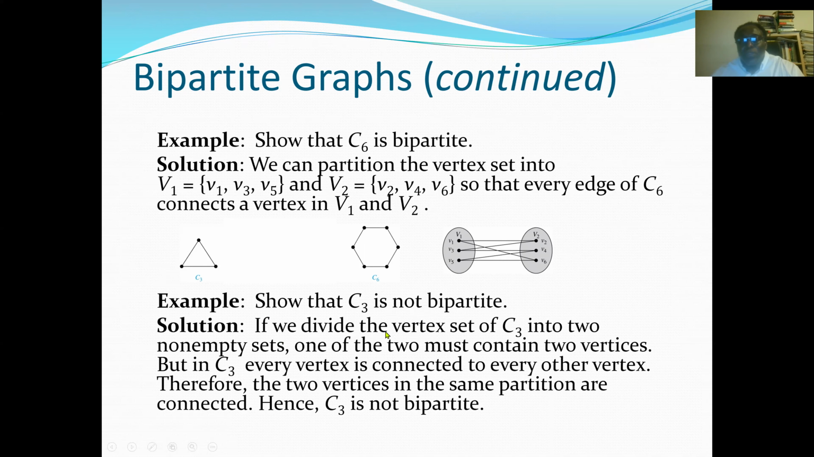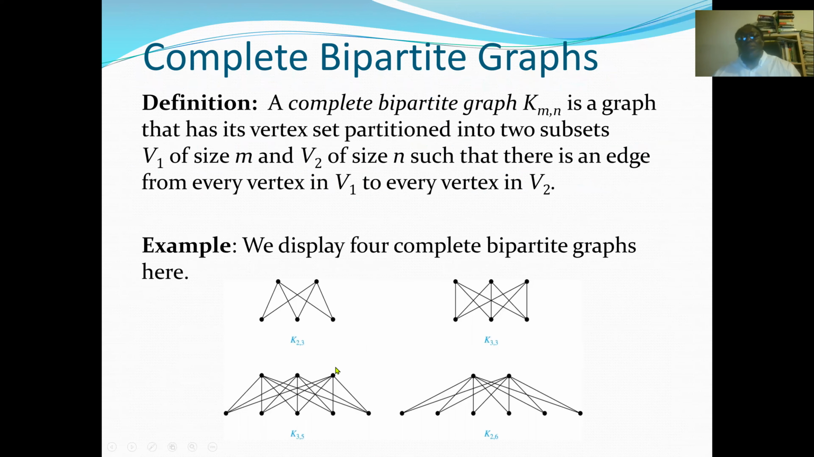If we divide the vertex set of C3 into two non-empty sets, one of the two must contain two vertices. But in C3, every vertex is connected to every other vertex. Therefore, the two vertices in the same partition are connected. So these are some of the complete bipartite graphs.